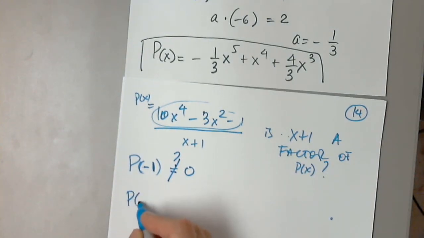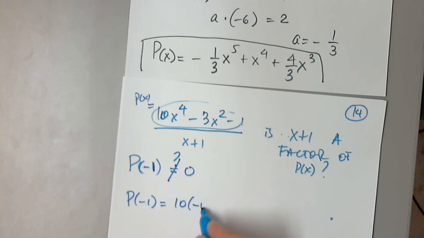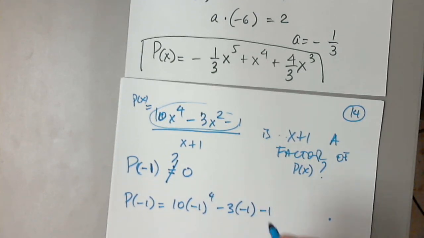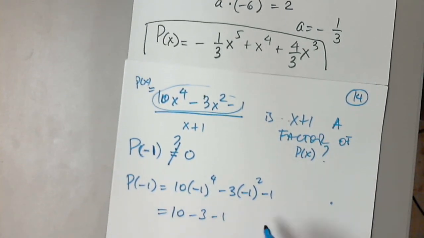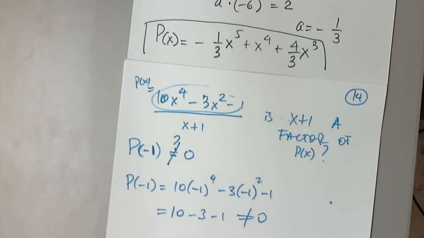Awesome. So P of negative 1 will be 10 times negative 1 to the 4th minus 3 times negative 1 squared, of course, and minus 1. So this will be 10 minus 3 minus 1. You don't even have to calculate. It does not equal 0. What do we conclude about x plus 1? Is x plus 1 a factor of the numerator? No. It's not. Very good.